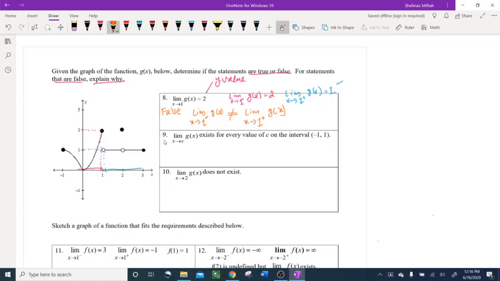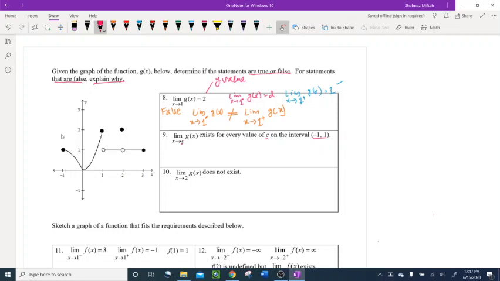Question number 9. I'm going to erase all of that stuff so we can answer question number 9. Question number 9 is limit x approaches c. This c could be any number, any x value. G of x exists for every value of c on the interval -1 and 1. Okay, so I don't know what c is. They said any x number. Any x number would be c. So let's try -1 and 1. This is -1, that's 1.